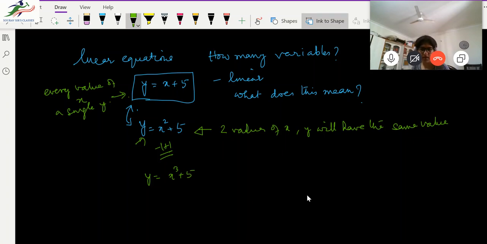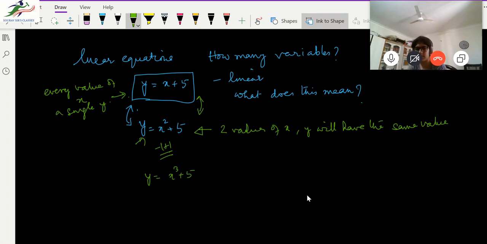Okay. And what about y equal to x cube plus 5? What happens there? Three values of x and then the value of y will be the same. It's a polynomial. Okay. Three values of x will give one value of y. Is that true? We'll see that. Okay. So for the time being, we'll talk about the first two. We'll come to the third one after that, right?